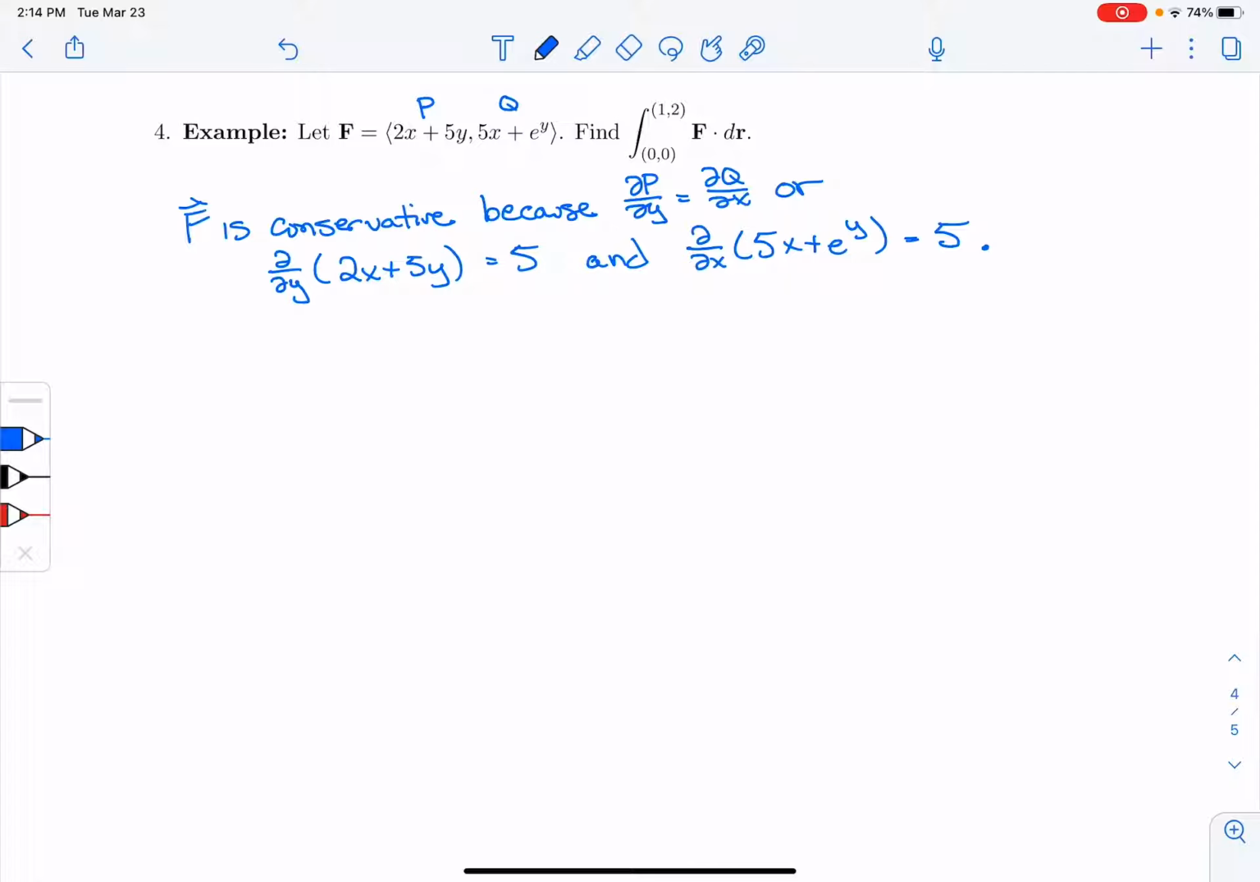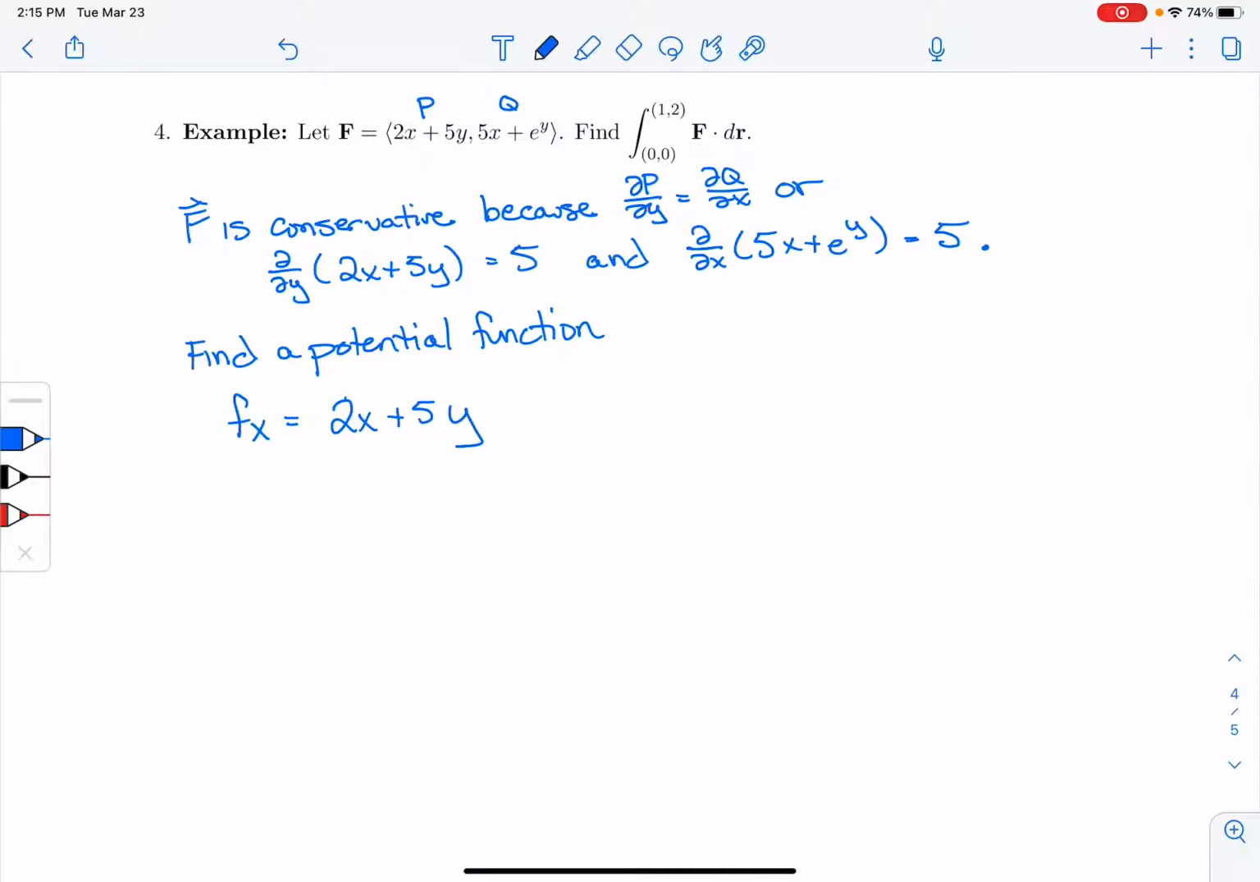Okay, well, now that I've shown this vector field is conservative, that means that this integral must be path independent. So I can use the fundamental theorem. I can find a potential function and use that to evaluate this line integral. So we're going to find a potential function. We're going to do that by saying that P is actually the derivative of the potential function with respect to x. So P in this case is 2x plus 5y.